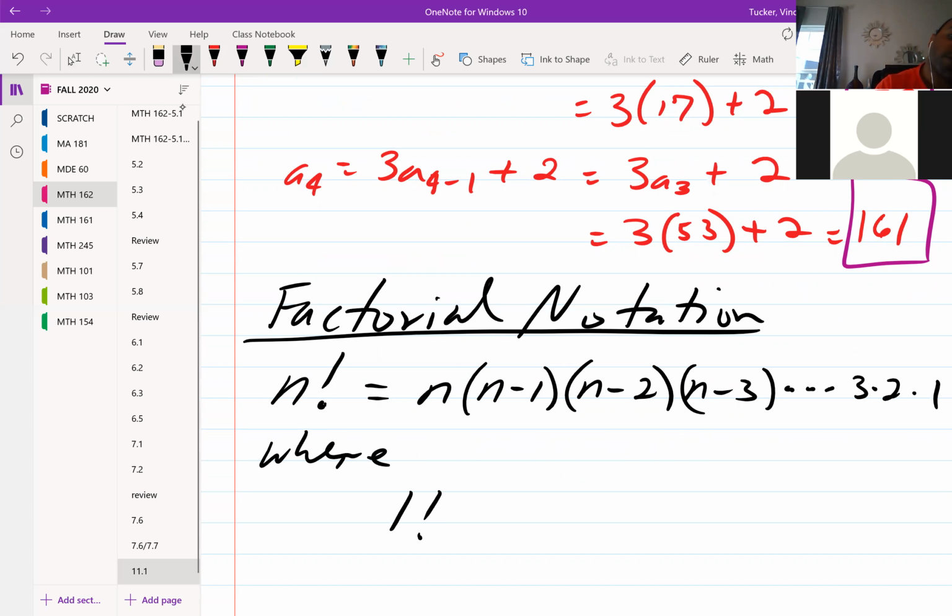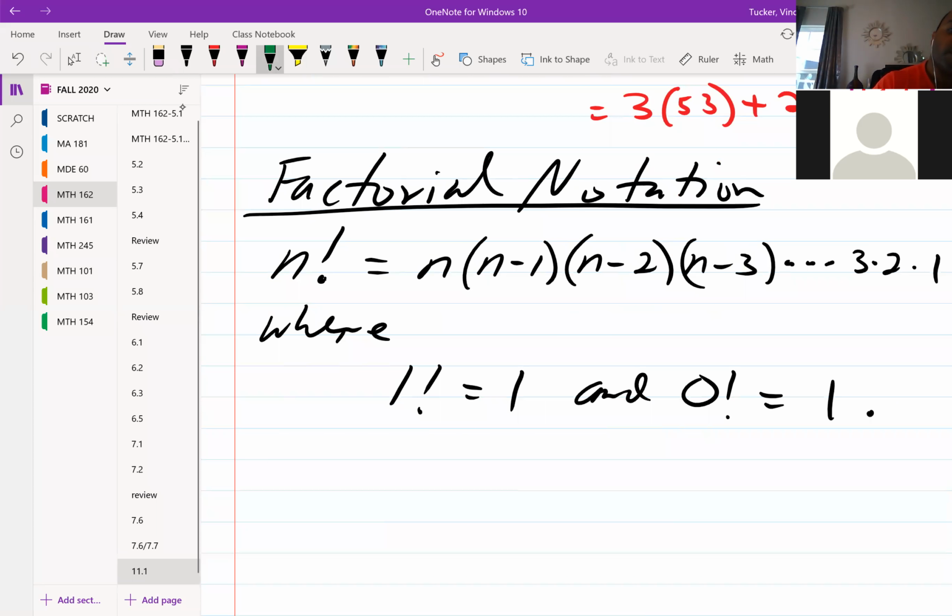So 1 factorial is equal to 1, of course, but also 0 factorial is equal to 1. And there is a proof for that. So 0 factorial is equal to 1, and 1 factorial is equal to 1. And just a mini example, if you have 4 factorial, that's 4 times 3 times 2 times 1, which would be 24.